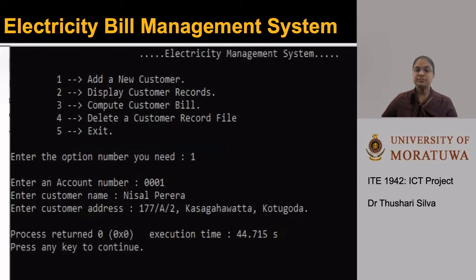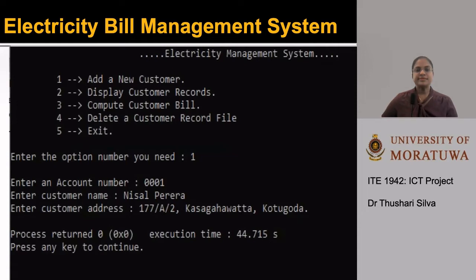If your option number is 1, that means you are going to add a new customer. Adding a customer requires inserting information such as account number, name, and address. Here, for simplicity, we have considered only a limited number of inputs, but in real life, you may need to add many more.